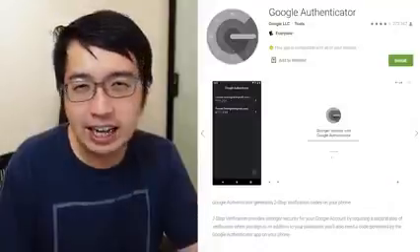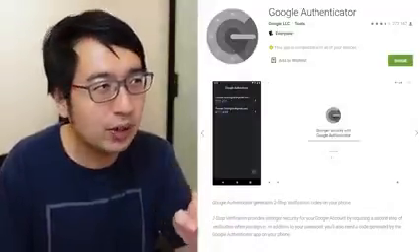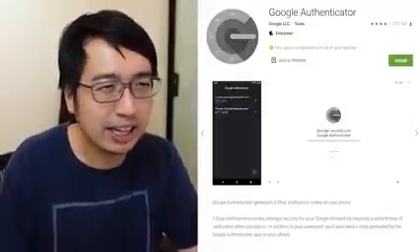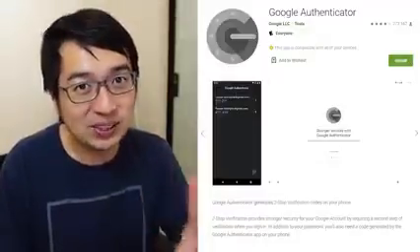Google Authenticator is a time-based system. It gives you a 6-digit code every 30 seconds or something like that. And you absolutely need that.